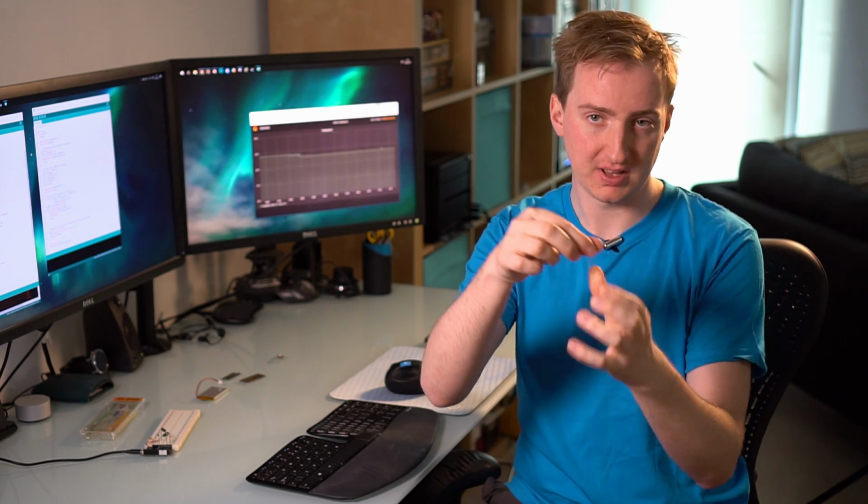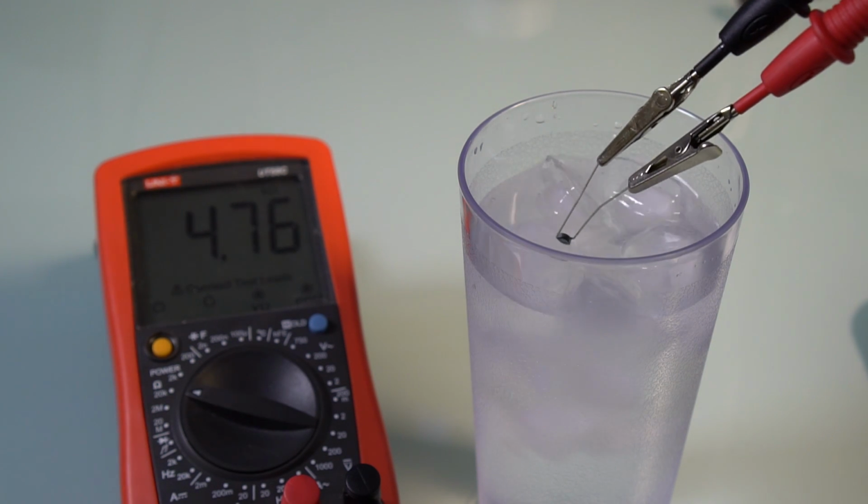Most of them are what's called negative temperature coefficient thermistors. That means as you increase the temperature, the resistance decreases. So if I just sit there and sort of held it in my hand like this, the resistance is going down as I'm holding it. And similarly, if you plunge it into some ice water, the resistance will shoot up.